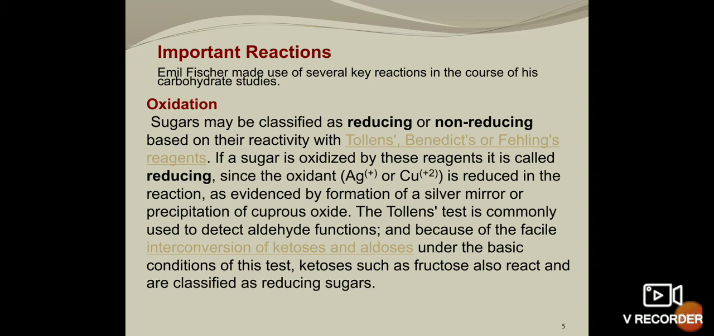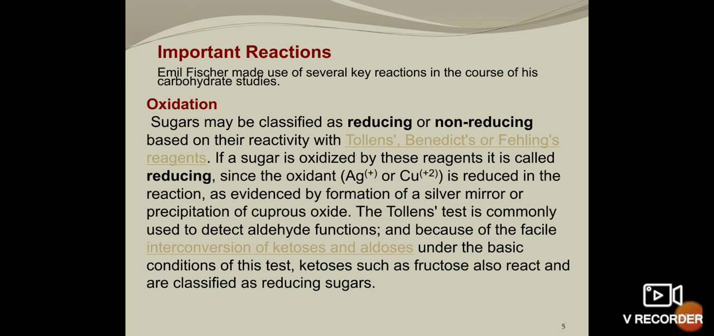Other important reactions. Emil Fischer made use of several key reactions in the course of his carbohydrate studies. The first one is oxidation. Sugars may be classified as reducing or non-reducing based on their reactivity with Tollens, Benedict's, or Fehling's reagents. If a sugar is oxidized by these reagents, it is called a reducing sugar, since the oxidant, the silver ion or the copper ion, is reduced in the reaction, as evidenced by the formation of a silver mirror or precipitation of cuprous oxide.